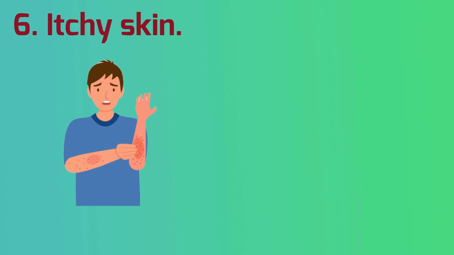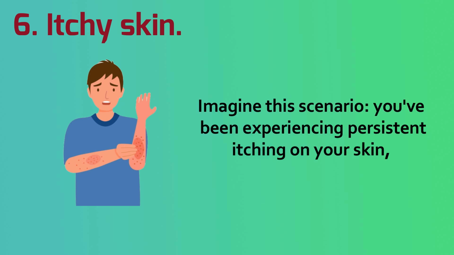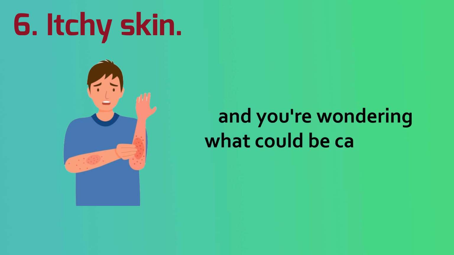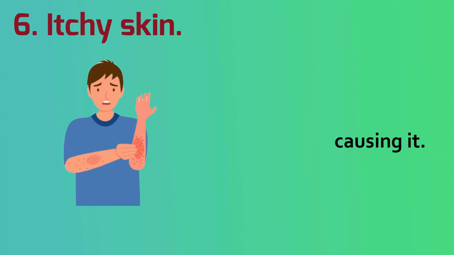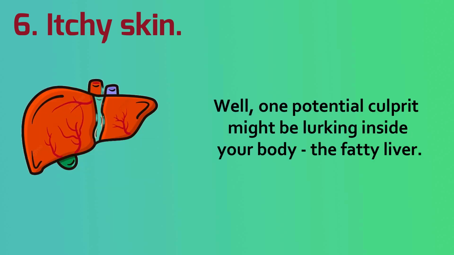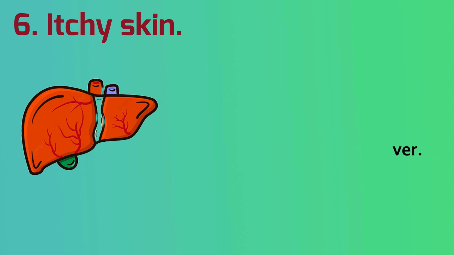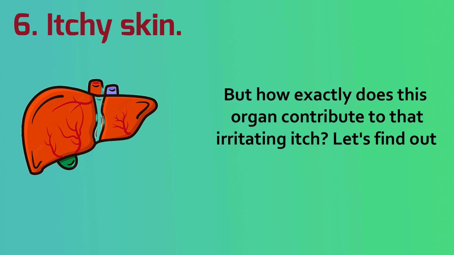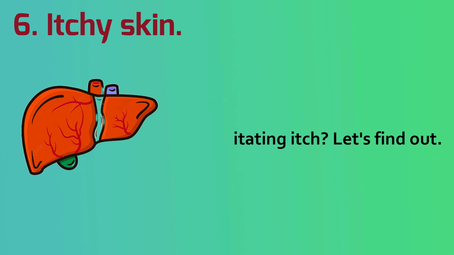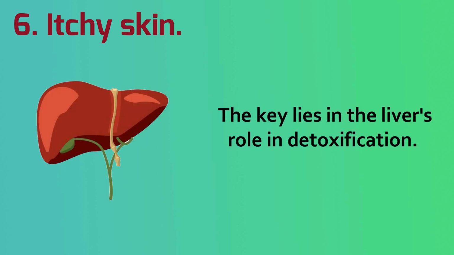Number 6. Itchy skin. Imagine this scenario: you've been experiencing persistent itching on your skin, and you're wondering what could be causing it. Well, one potential culprit might be lurking inside your body, the fatty liver. But how exactly does this organ contribute to that irritating itch? Let's find out.